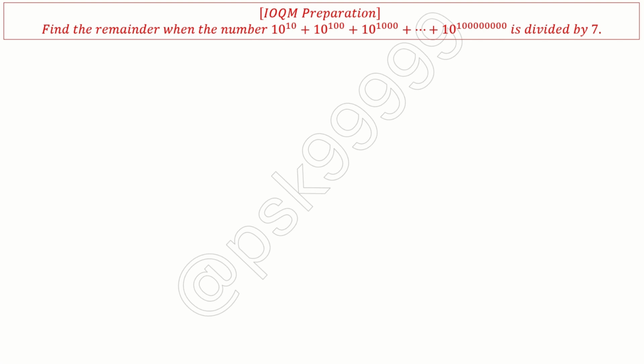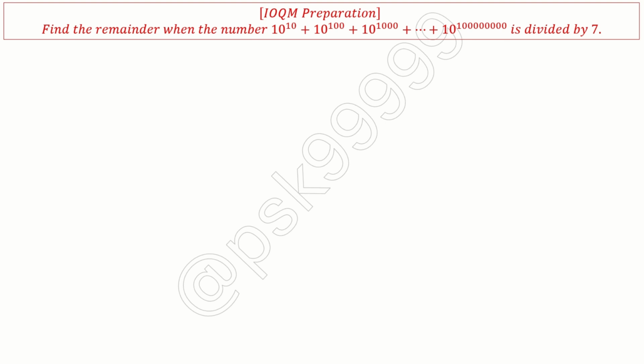Find the remainder when the number 10 to the power of 10 plus 10 to the power of 100 plus 10 to the power of 1000, up to 10 to the power of 10 to the power of 8, is divided by 7. Basically 8 terms. We need to find the remainder when divided by 7. So this is the basic problem. For those who already know congruence and the remainder theorem, I think this is very easy.